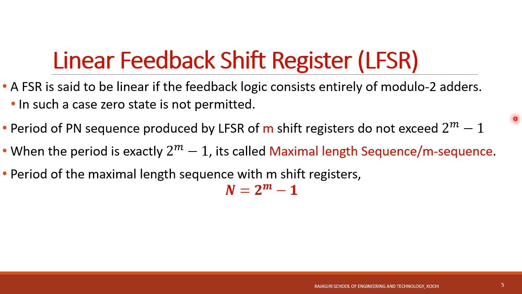Therefore, the period of the PN sequence which can be generated using an LFSR can't exceed the value 2^m - 1. This minus 1 is to avoid the zero state. When the period is exactly 2^m - 1, it is called a maximal length sequence or M sequence. The period of the maximal length sequence is given by n = 2^m - 1.